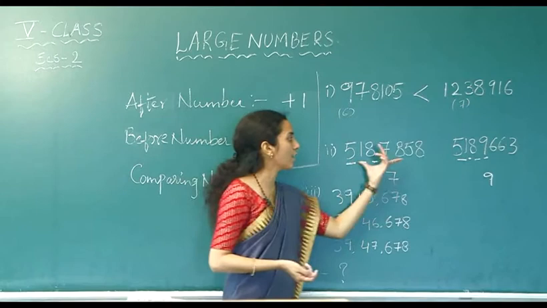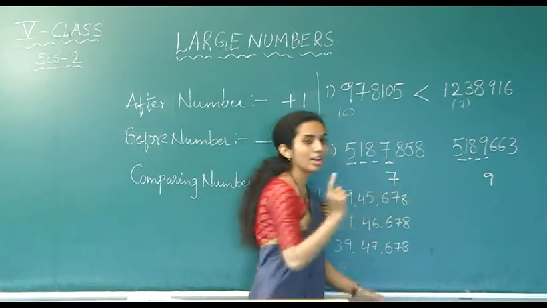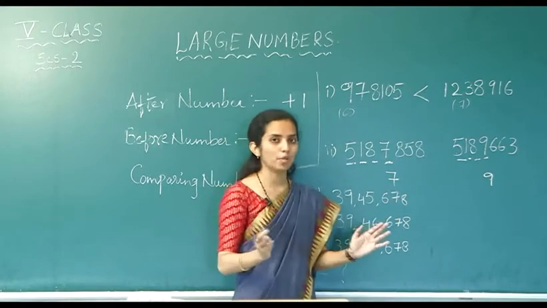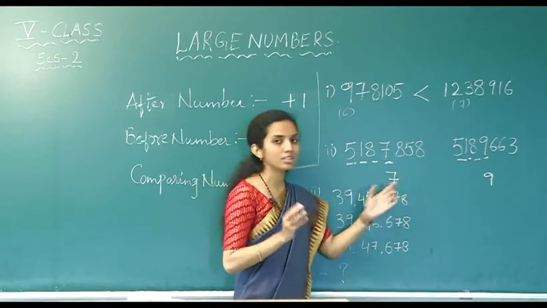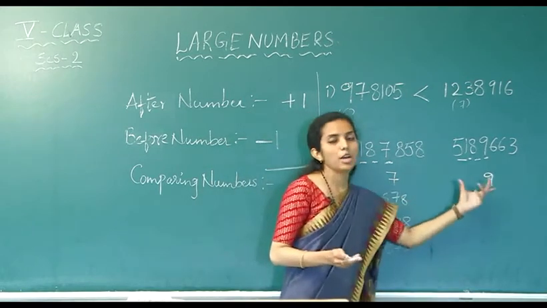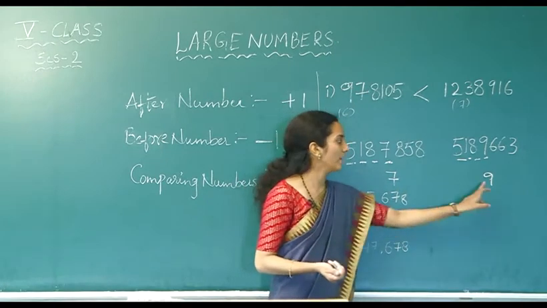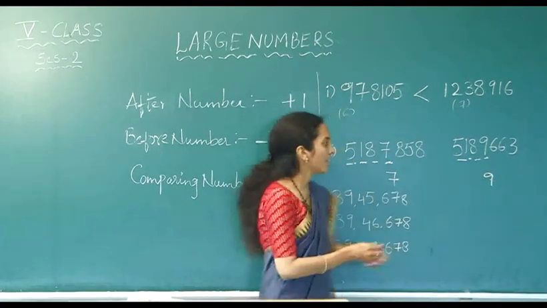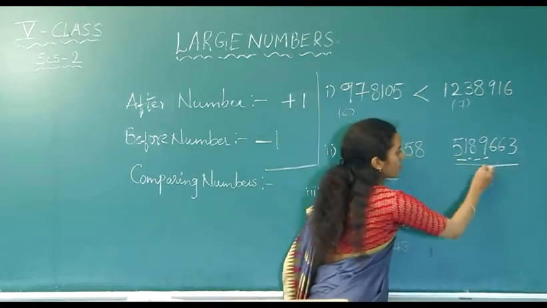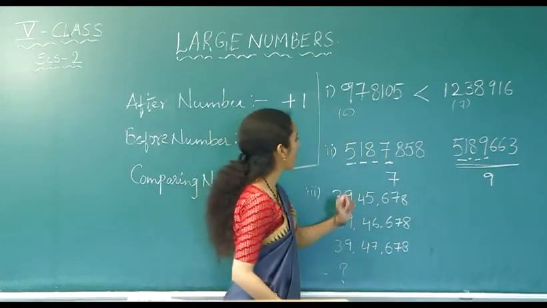If we are given numbers with the same number of digits, compare all the digits until we find two different ones. Here in the fourth place we have found two different digits, that is 7 and 9. Among these two, which is the bigger digit? 9. So, obviously this number will become the bigger number than this number. So, what do we have to write?